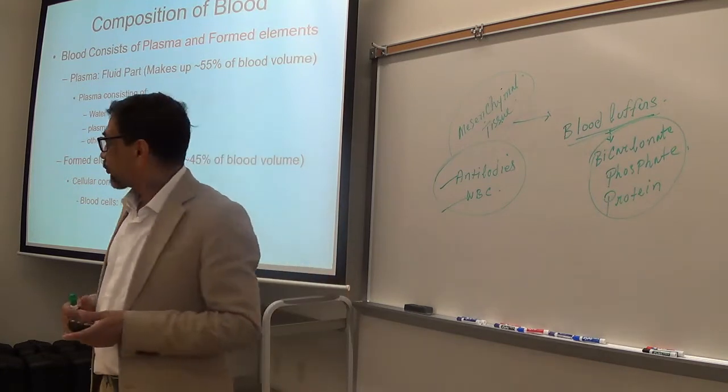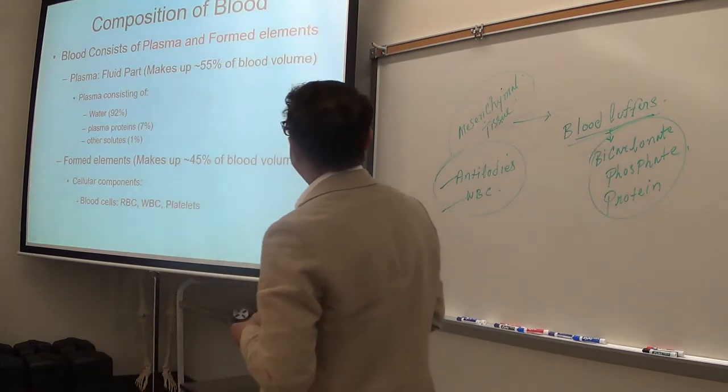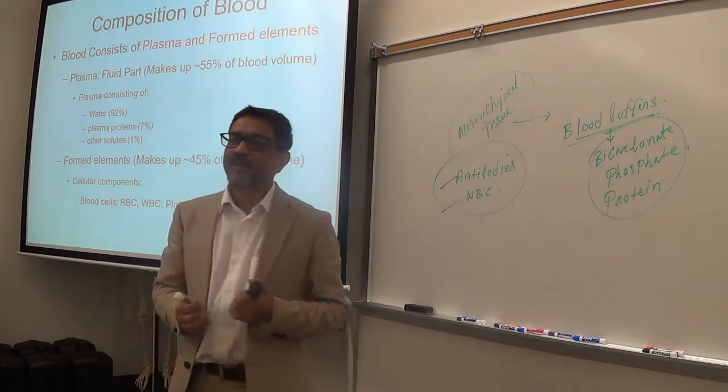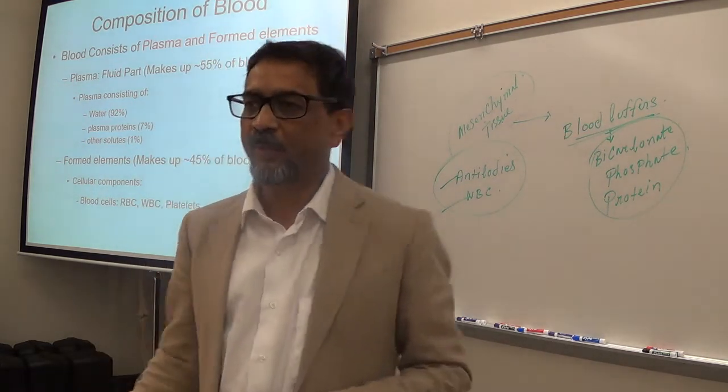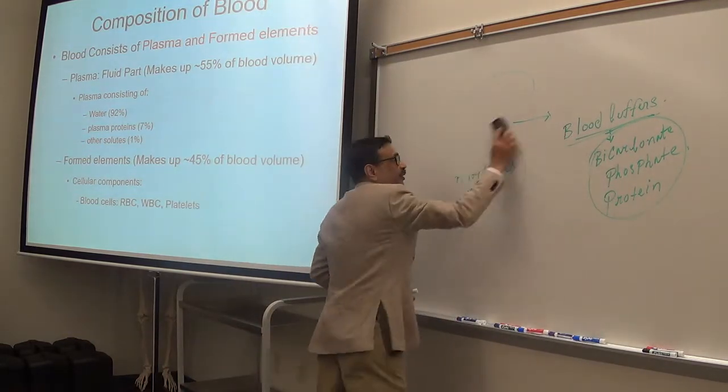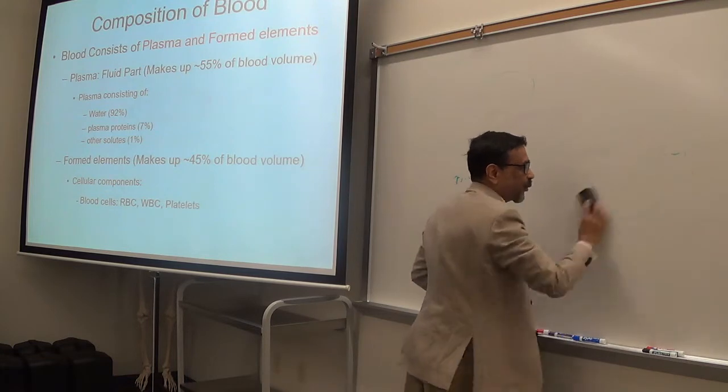So, composition of blood. Blood consists of two components or two parts, solid part and liquid part.